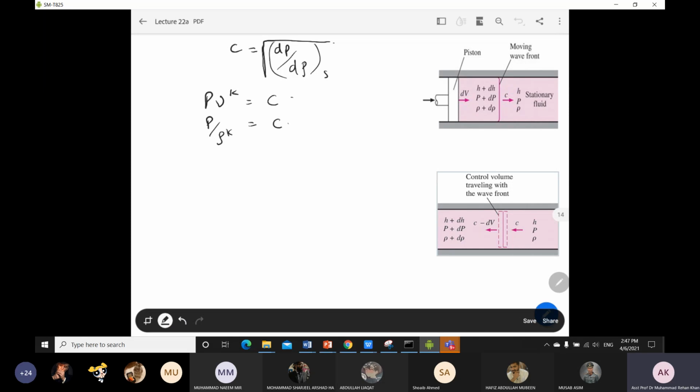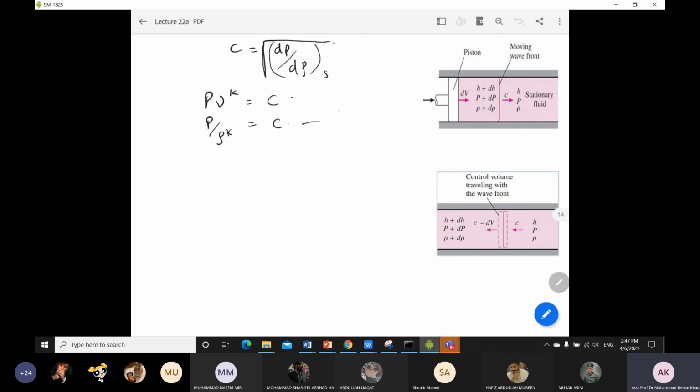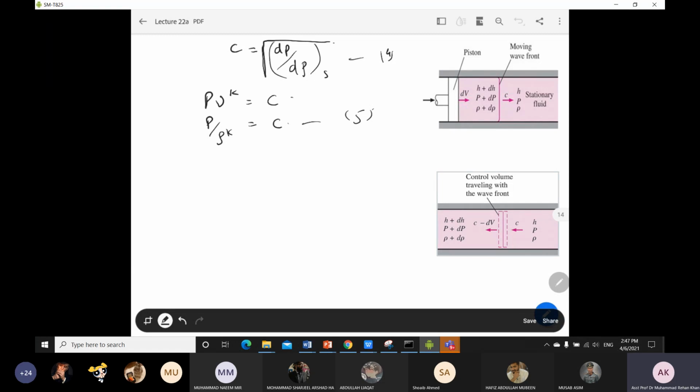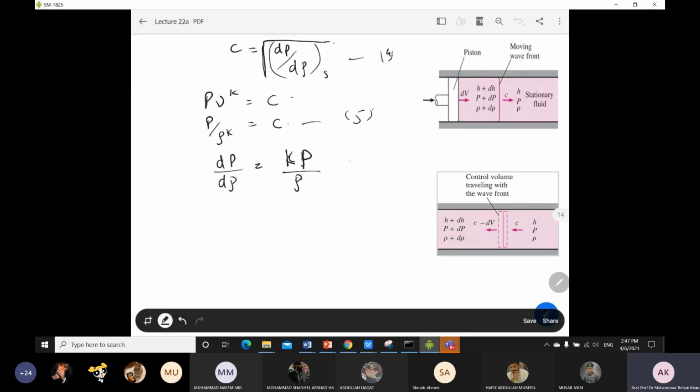Now by applying differentiation on both sides, you can say this is equation number 4 and this is equation number 5. So you have to just do the differentiation of equation number 5 and your final result will be dP by d rho is equal to K into P by rho. The differentiation you can apply by yourself because it's mathematical knowledge. So you can easily figure out that after differentiation, this is your end result.